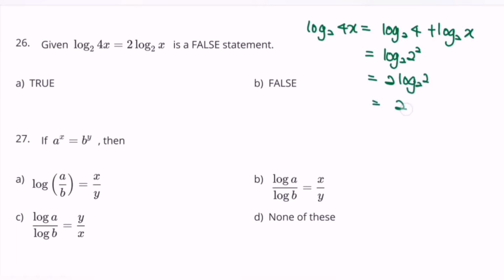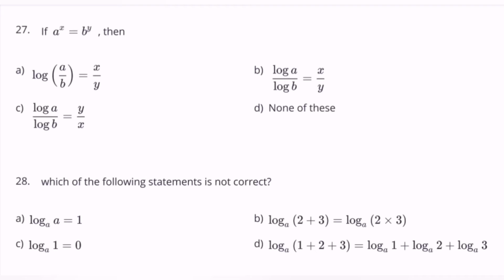Finally, we have 2 on the left, plus log base 2 of x. So very obvious, the left and the right are not the same. So the question mentioned that it is a false statement. So for this case, the answer is A, which is true.